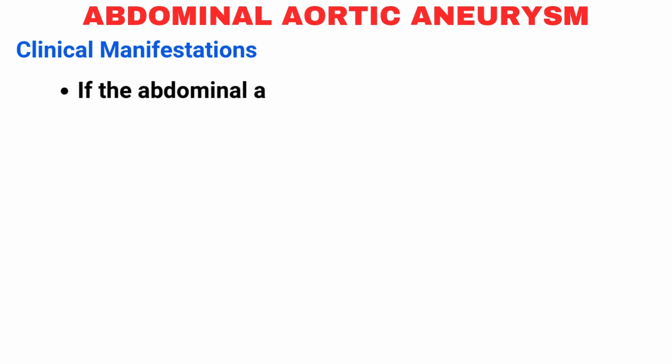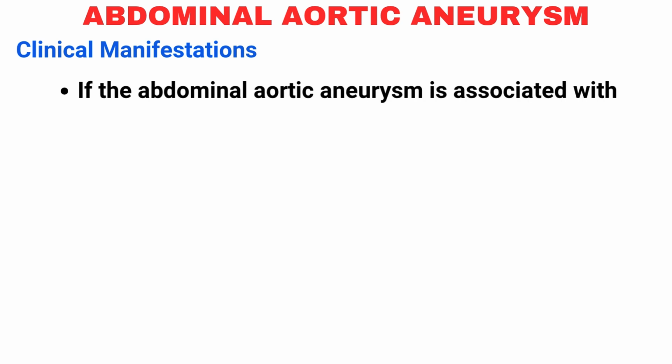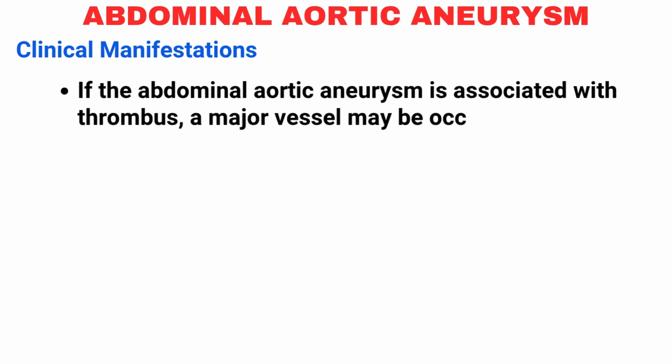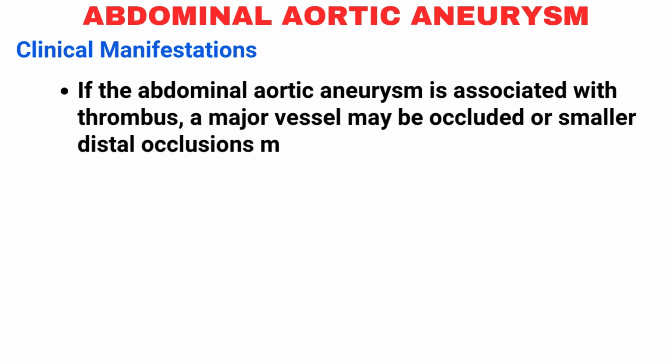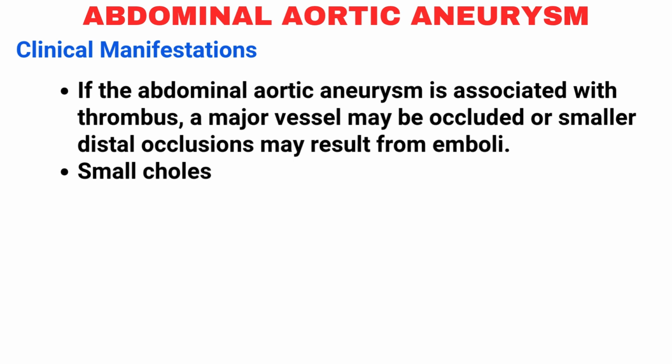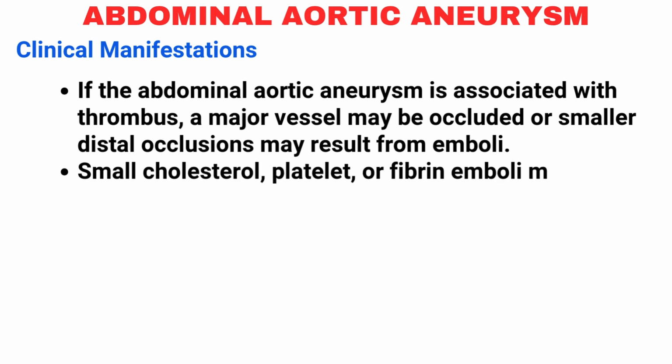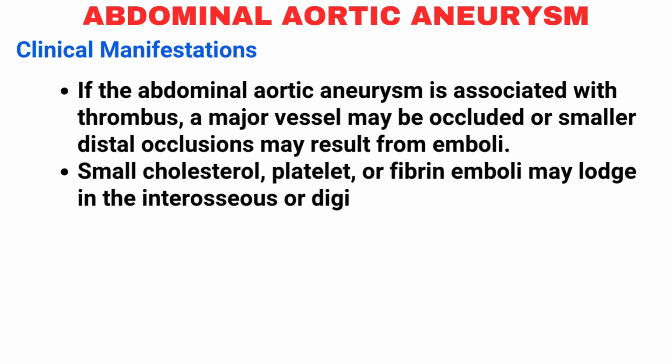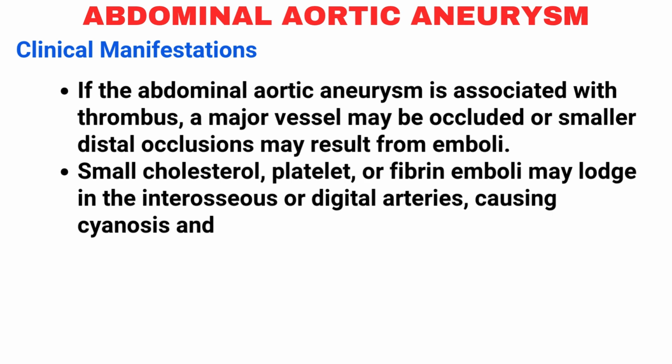If the abdominal aortic aneurysm is associated with thrombus, a major blood vessel may be occluded, or smaller distal occlusions may result from emboli. Small cholesterol, platelet, or fibrin emboli may lodge in the interosseous or digital arteries, causing cyanosis and mottling of the toes.